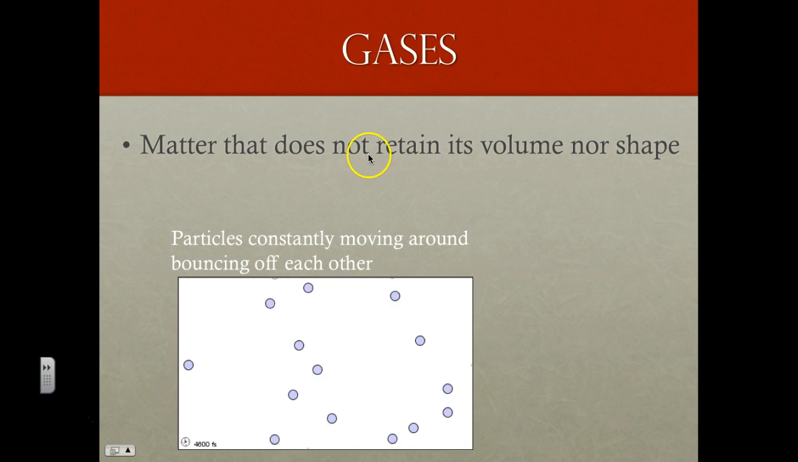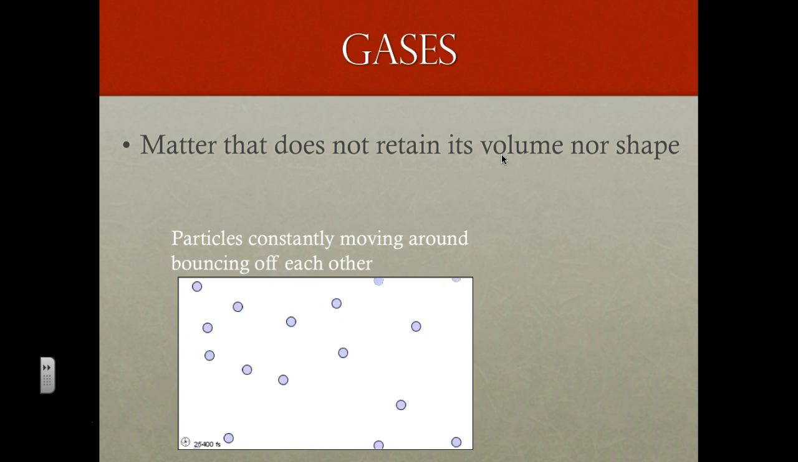Gases, on the other hand, do not have a definite shape or definite volume. Gases will take on the volume of whatever container they're in. They will take the shape of whatever container they're in. This is due to gas particles being very far apart from one another because they move so quickly and there's not that much attraction. Now, the gas particles inside a container constantly bounce off each other and bounce off the sides of the container, as you can see in this diagram.